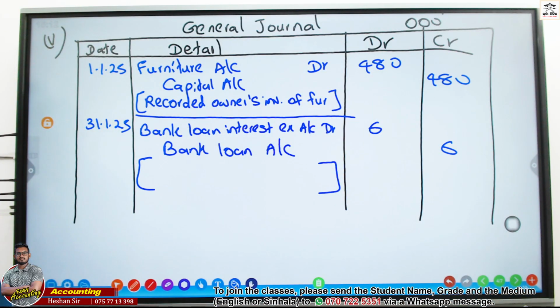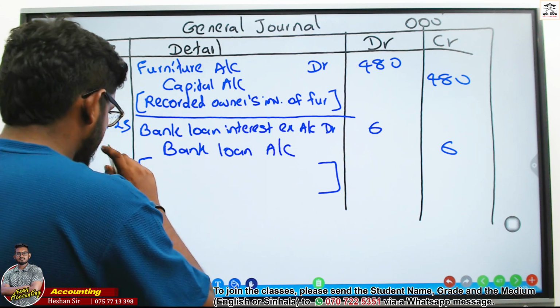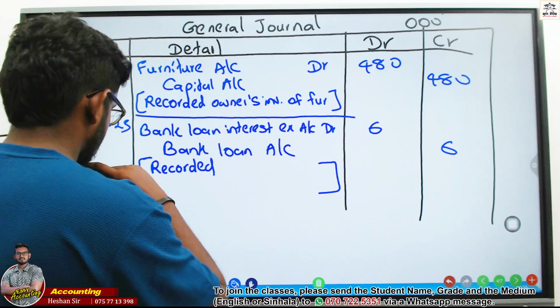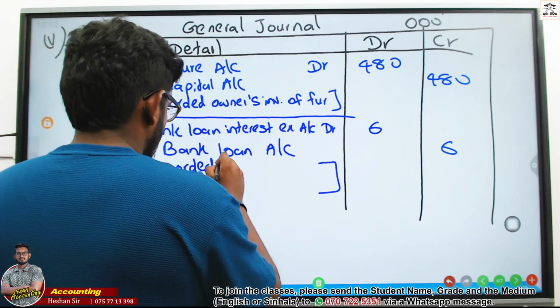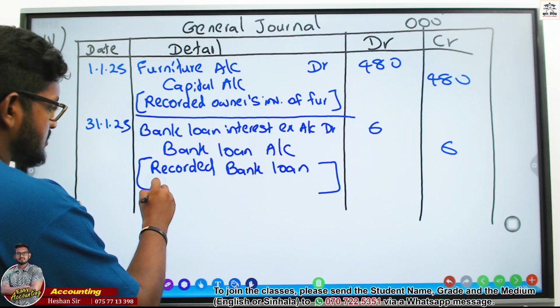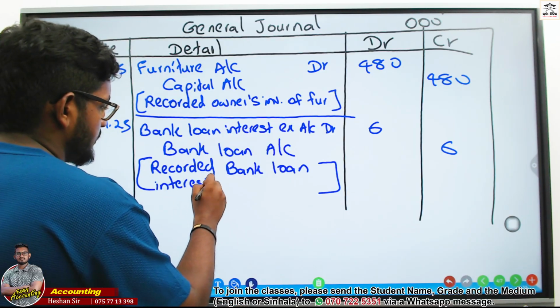Okay, marks are deducted for small things, right? So you can write: recorded, bank loan interest relevant for the period.